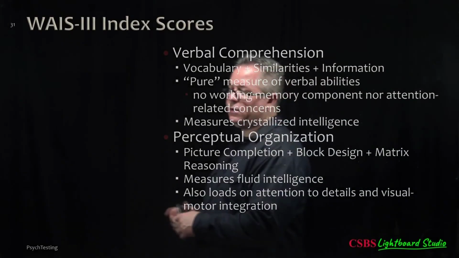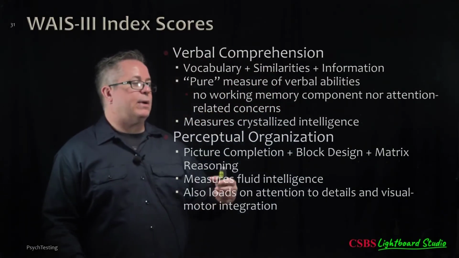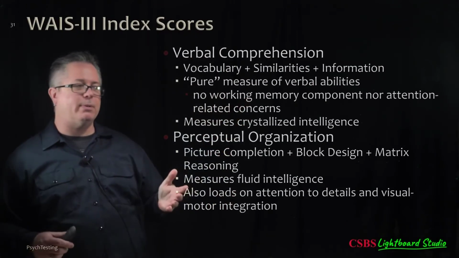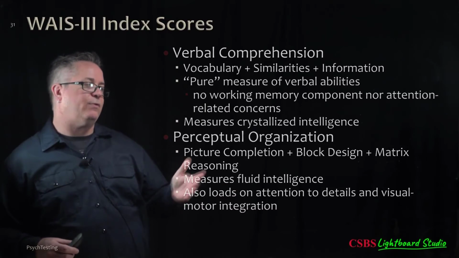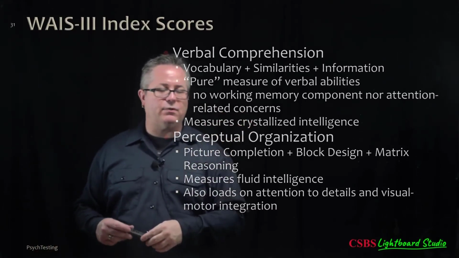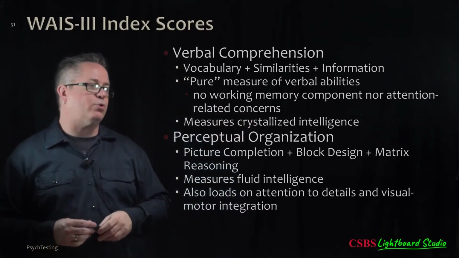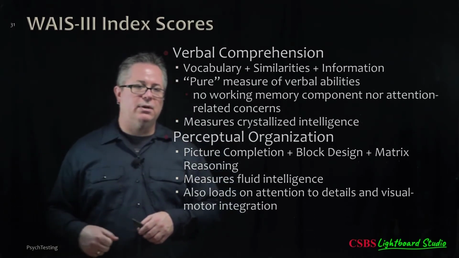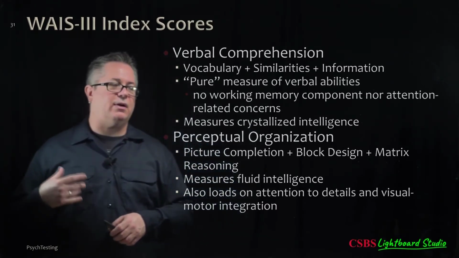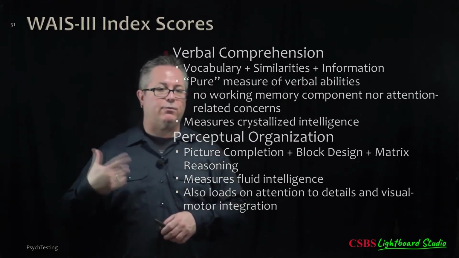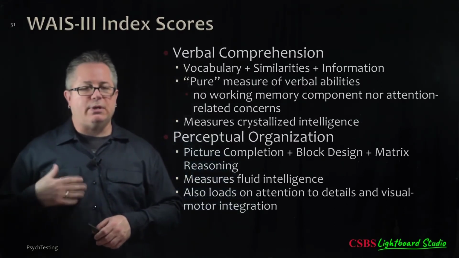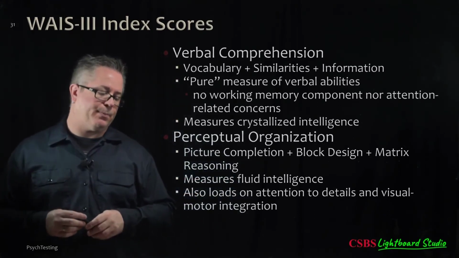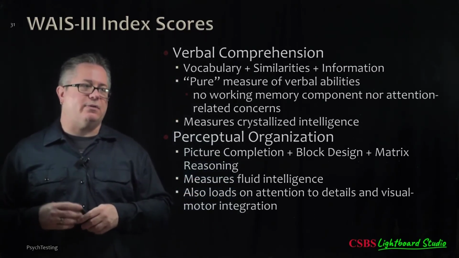They're different scores that you can get by recombining items within the test to give you these scores on these areas. So verbal comprehension combines vocabulary, similarities, information. It's a pure measure of verbal abilities. It has no working memory component or attention-related concerns. And this measures more crystallized intelligence, right? So your ability to recall vocabulary, to understand similarities, and to be able to regurgitate information. These are all things that really aren't about fluid reasoning or adapting. It's the stuff that you know.